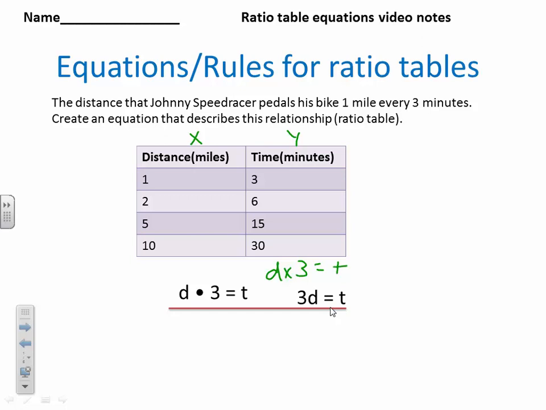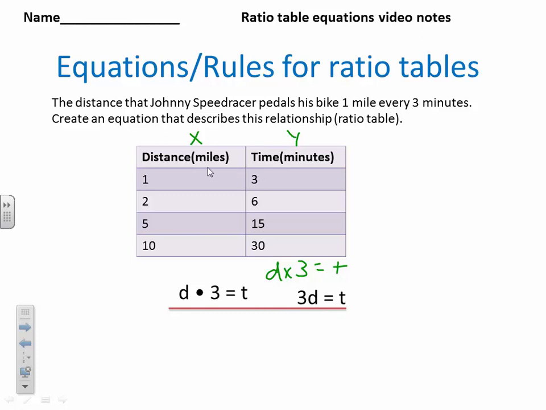That's great, but what if we want to go the other way? What if we want to start with the time and go to the distance? So how do we get from 3 to 1? How do we get from 6 to 2? Well, it's just the inverse of this down here, isn't it? So we're going to divide. So instead of multiply by 3, we're going to divide by 3, the inverse, right?